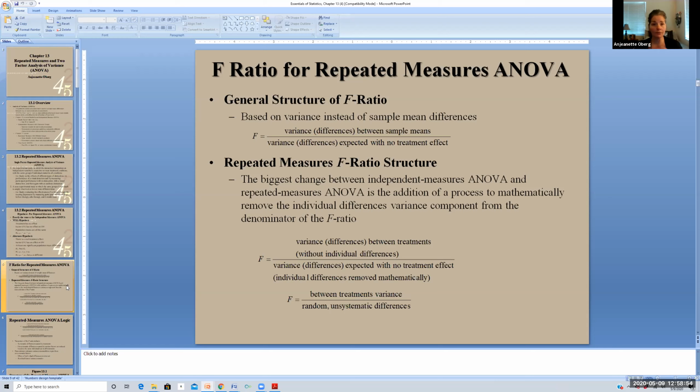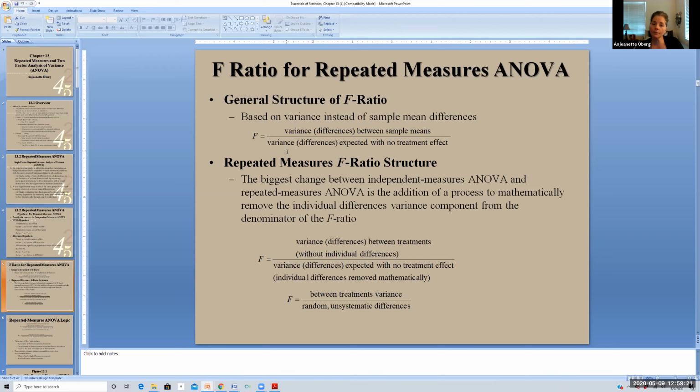Similar to all the structures we have looked at, the general structure conceptually for the F ratio and the formula is the same. We're looking at between groups differences or variances between the sample means divided by the variance that we would expect without any treatment effect. So that's just the residual leftover variance that exists.